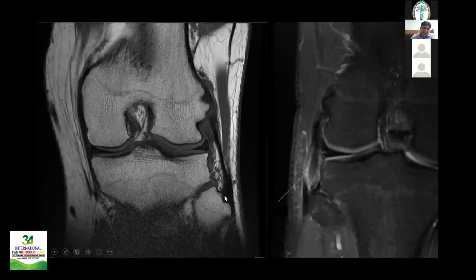This is a case of a normal lateral collateral ligament. It should be jet black, arising from the distal femur and attaching to the fibular head. But here you appreciate that this has become thickened and there is discontinuity of the fibers with T2 hyperintense signals within it. So this was a lateral collateral ligament tear.